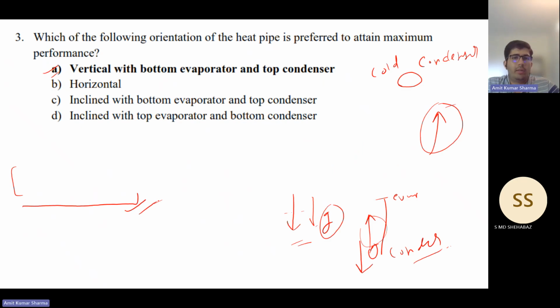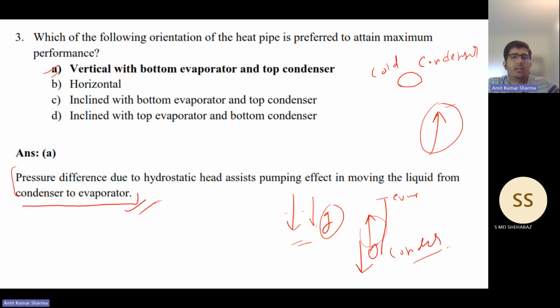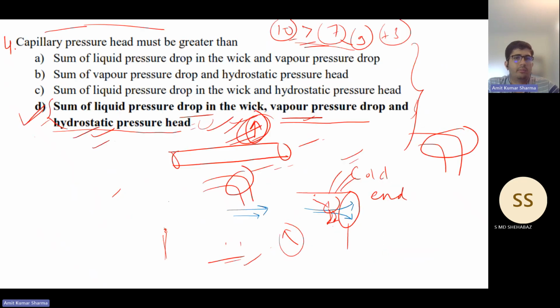Now, which of the following orientations of the heat pipe is preferred to attain maximum performance? So we have discussed it. Due to gravity, the pressure difference due to hydrostatic head assists the pumping effect in moving the liquid from condenser to evaporator. So the correct answer is A. If you have any doubt, the floor is open. We can have a discussion.